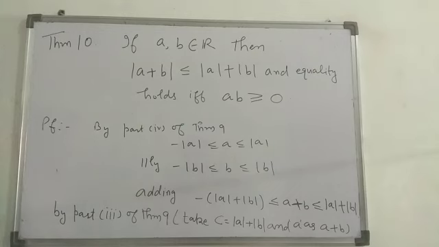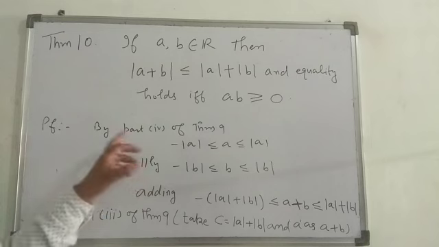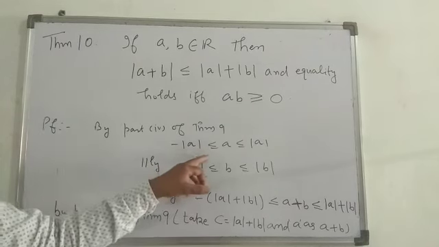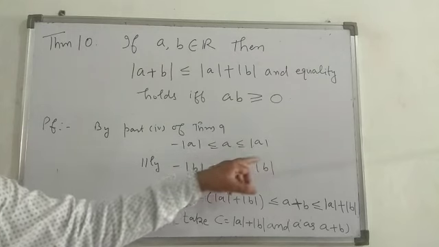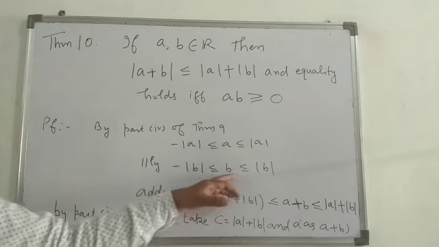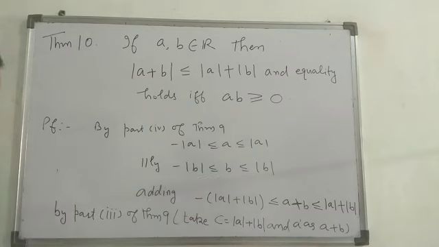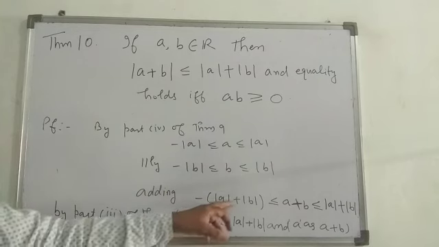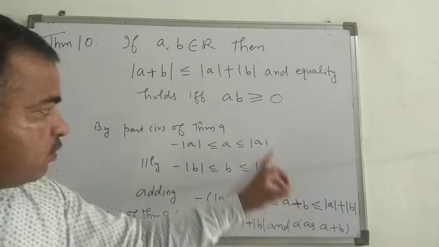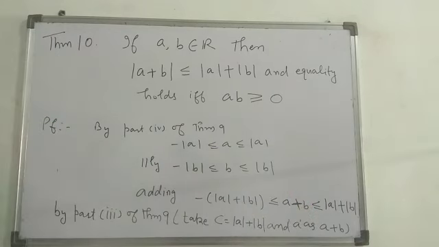To prove this, in the last video I have done theorem 9. So by part 4 of that theorem, -|a| is less than or equal to a, which is less than or equal to |a|. So replace a by b: -|b| is less than or equal to b, which is less than or equal to |b|. Adding these two inequalities, we get -(|a| + |b|) is less than or equal to a + b. This is further less than or equal to |a| + |b|.